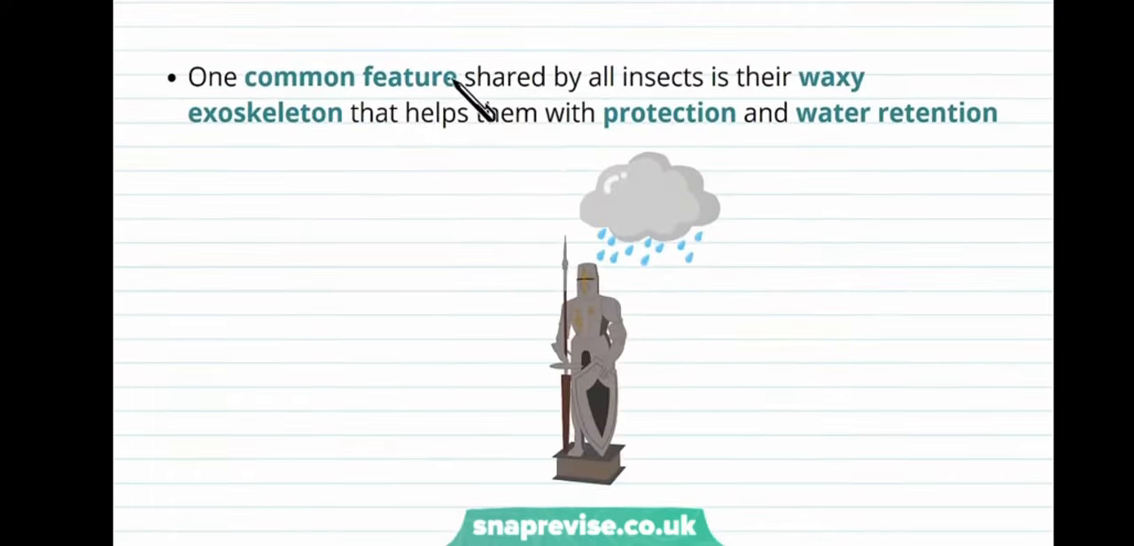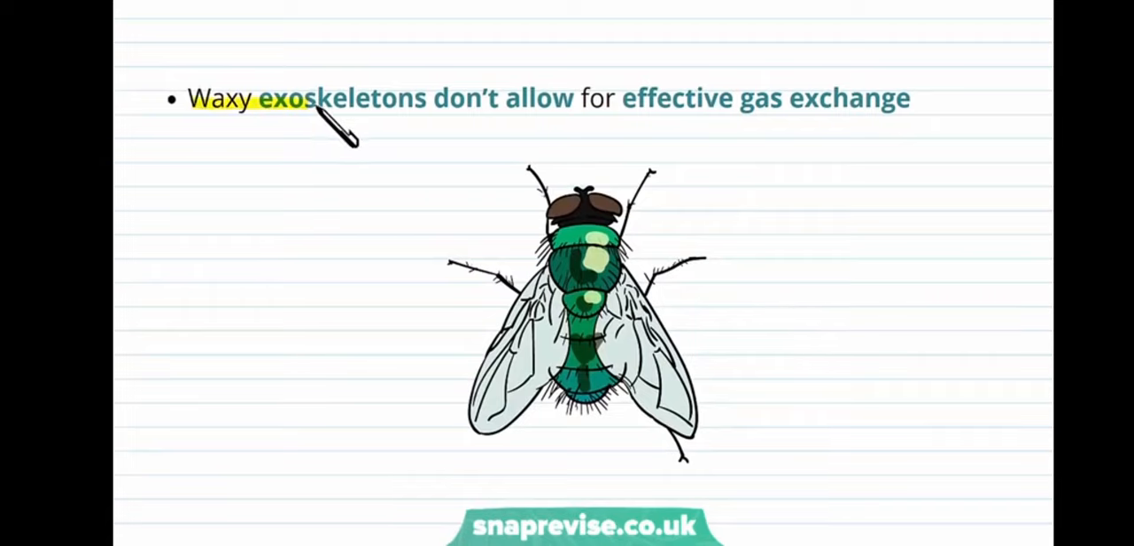One of the common features insects have is a waxy exoskeleton. Whereas most animals have a skeleton inside, these creatures have a hard outer coating, which helps with protection and keeps water inside their body. Because of this waxy exoskeleton, gases can't effectively diffuse into their cells. Oxygen can't get through this thick layer, and CO2 that builds up in their cells can't escape either.